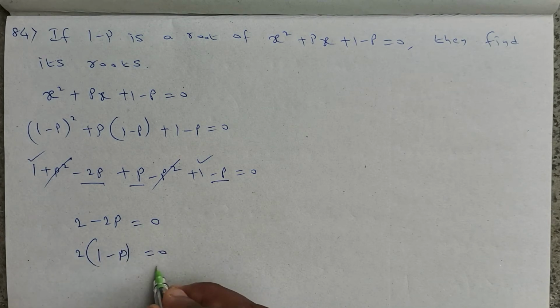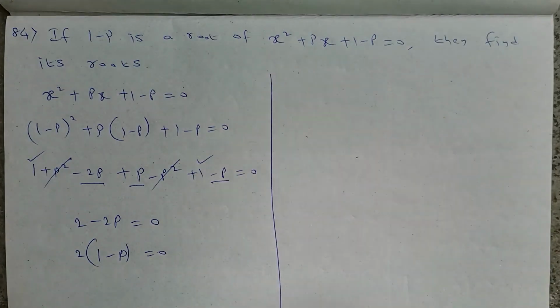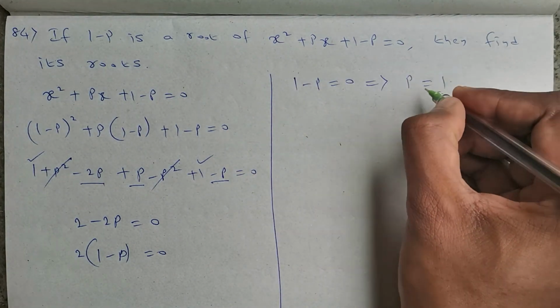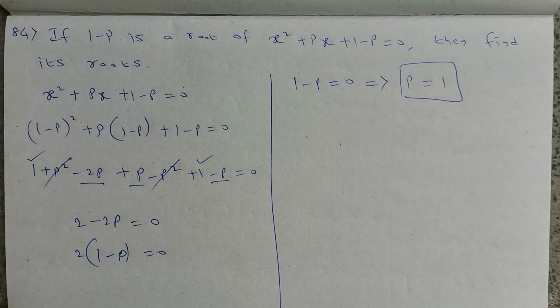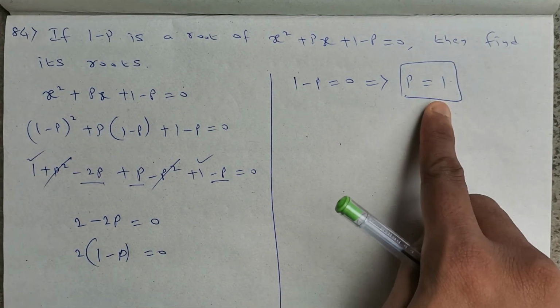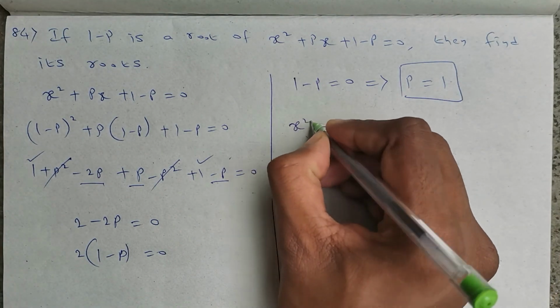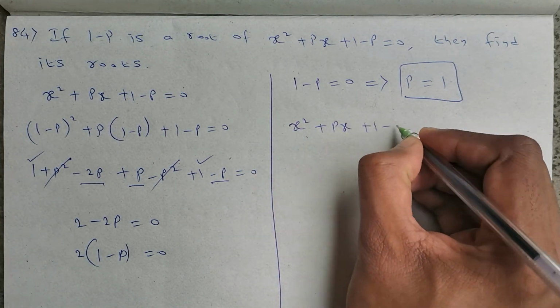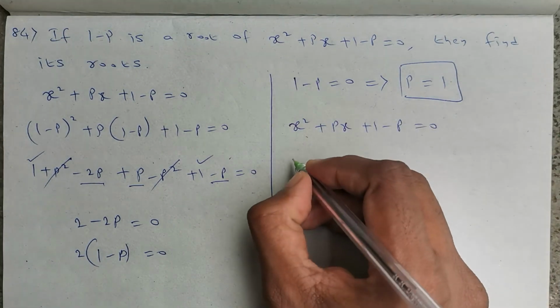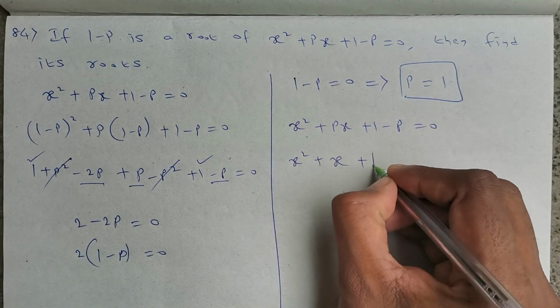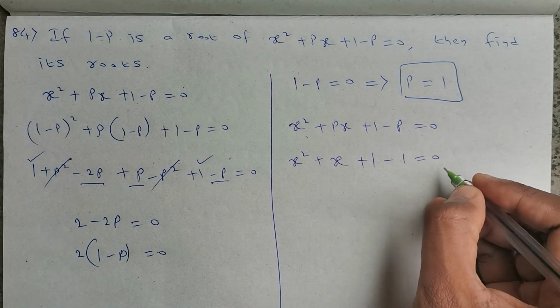This 2 is not equal to 0, so leave that 2 completely. Next remaining is 1 minus p equals 0. From this we can conclude the p value is 1. Now we got the p value, so substitute it in the given equation, that is x square plus px plus 1 minus p equals 0. x square plus, p is nothing but 1, 1x, that is x, plus 1 minus p, the value is 1, equals 0.